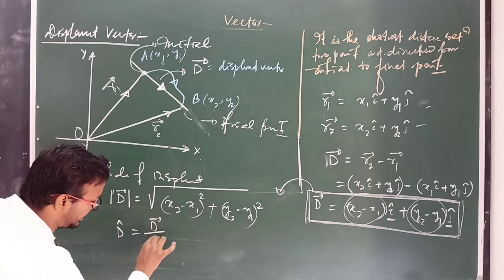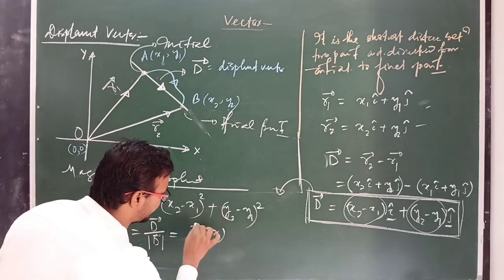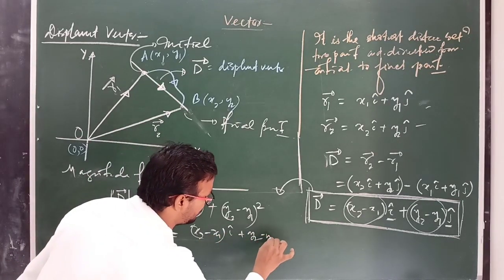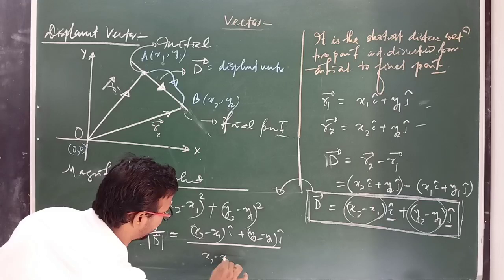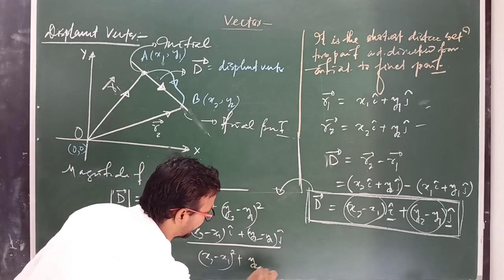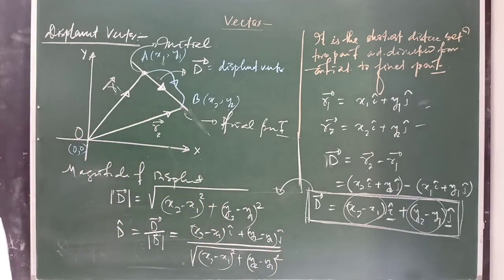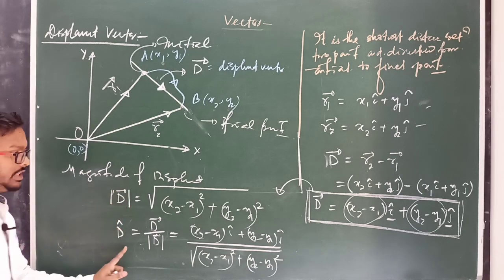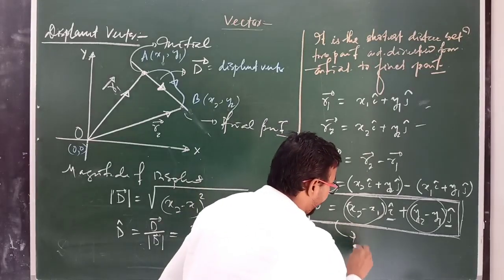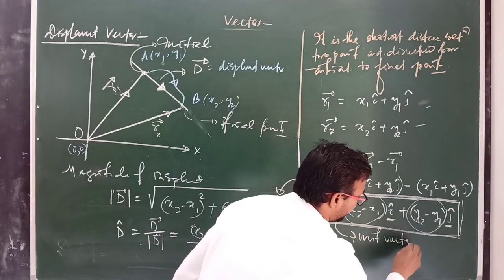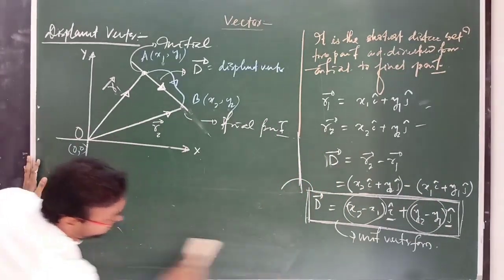Clear? So this is the magnitude, and you can write the unit vector. This vector divided by the magnitude of D can be written as x2 minus x1 i cap plus y2 minus y1 j cap, divided by the square root of x2 minus x1 whole square plus y2 minus y1 whole square. Clear? Okay. This is the magnitude and the unit vector, and this is the displacement vector in unit vector form.